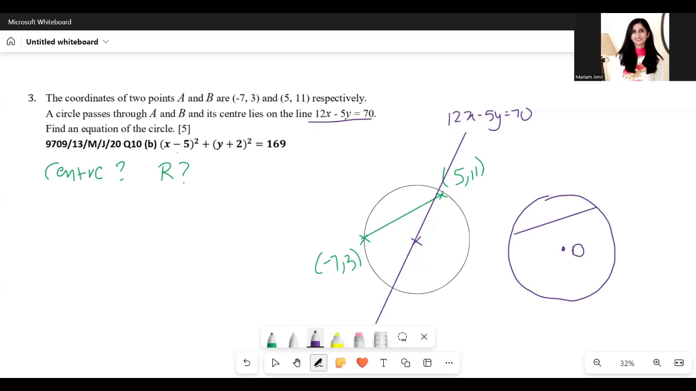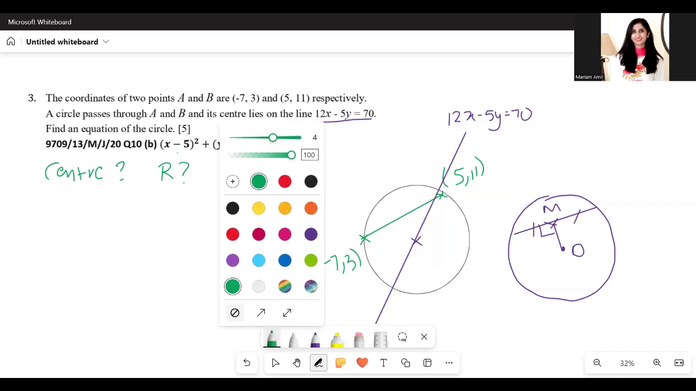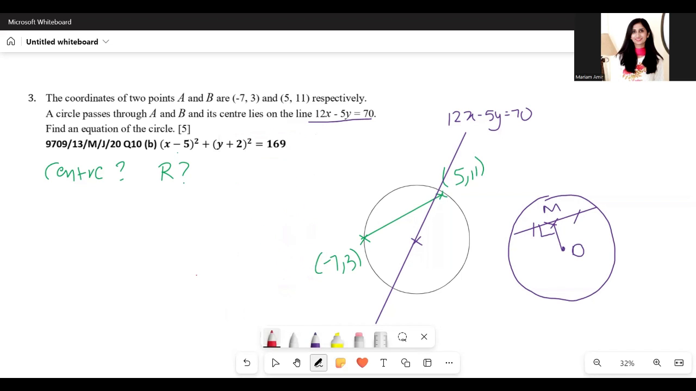From O-levels, we know that if the line from the center of the circle cuts this chord in the middle, such that this is the midpoint, it makes a 90-degree angle with the chord. So we're going to use that property over here. I'm going to bring in this line. And if this passes through the middle, then this has to be a 90-degree angle.